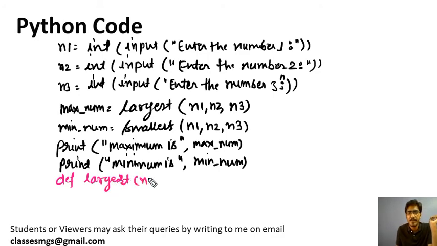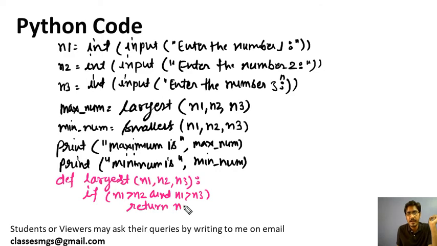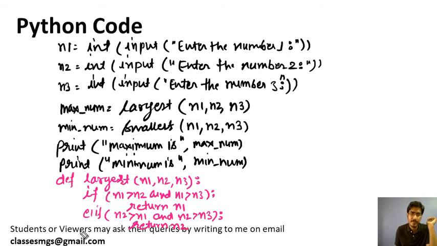Largest: n1, n2, n3. You will simply write if n1 is greater than n2 and n1 is greater than n3, then return n1, elif, don't forget colon, n2 is greater than n1 and n2 is greater than n3, then return n2, because n2 will be the maximum, and otherwise return n3.